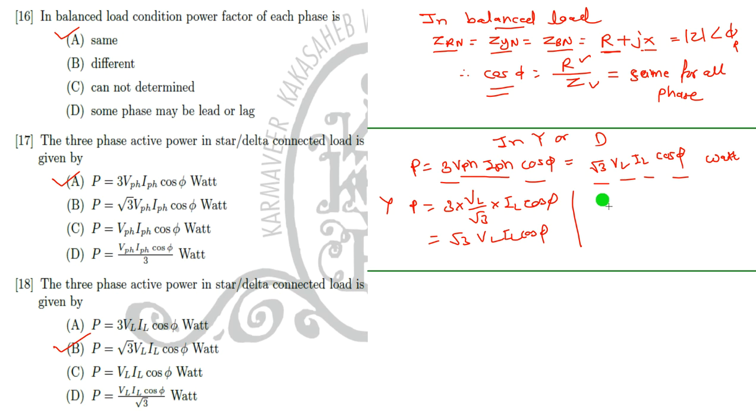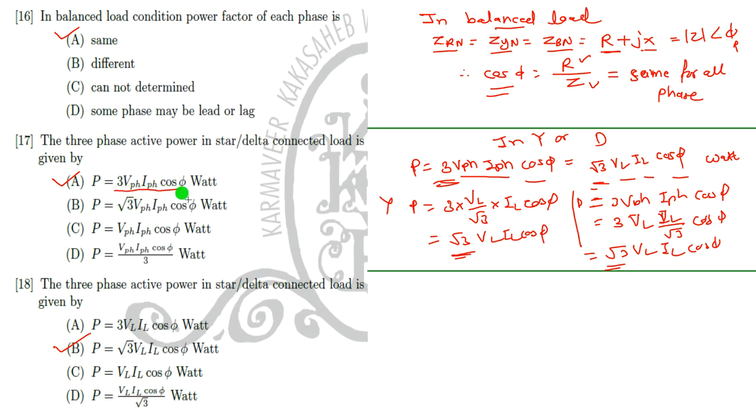Suppose in delta also we go by P is equal to 3 VPH IPH cos phi. The same formula is applicable in delta also. Here VPH is equal to VL, but IPH is equal to IL divided by root 3, into cos phi. So again it will give you root 3 VL IL cos phi. In terms of line quantities, it should be multiplied by root 3, and in terms of phase quantities, it should be multiplied by 3.